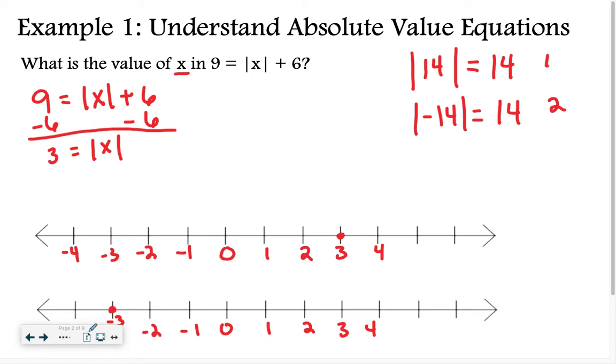And it is okay to plot these on the same number line. So if you would prefer to do them on the same number line, that's totally fine. I just happen to have two number lines on this slide for some reason, so I thought I'd use both. But my answers, x can equal 3 or negative 3. Okay, so absolute value equations, you should always have two answers.